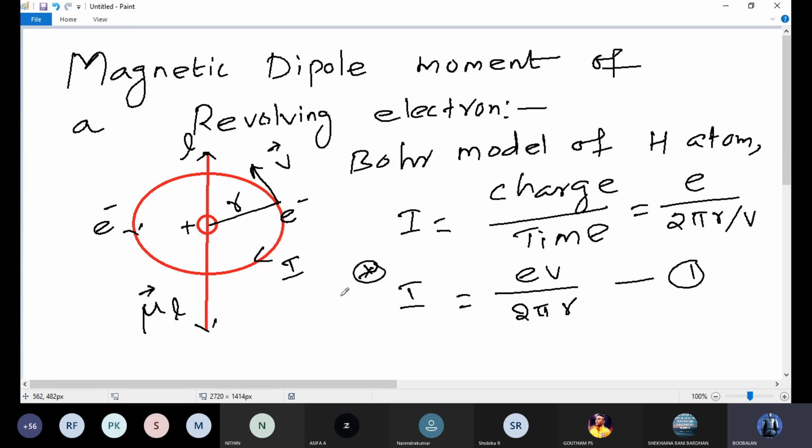V is velocity. And consider the motion is a uniform circular motion. And the magnetic dipole moment is I A, where A is the area of the current loop.